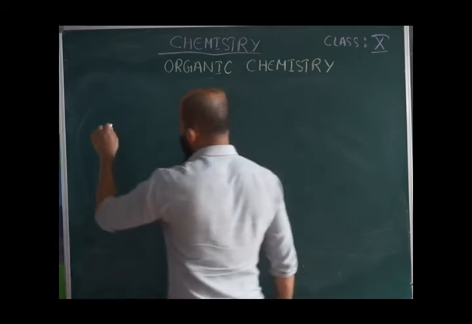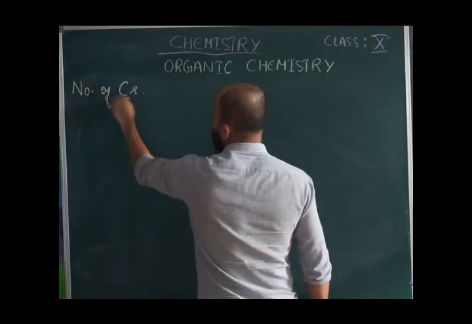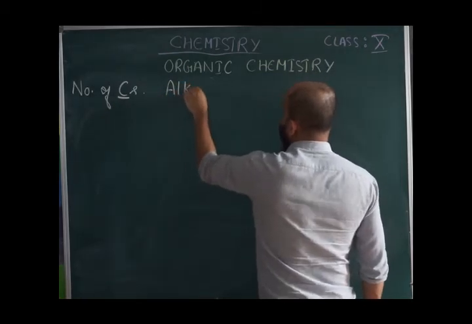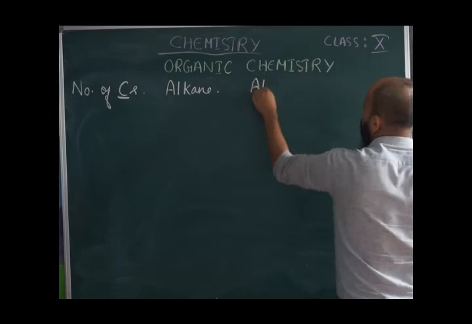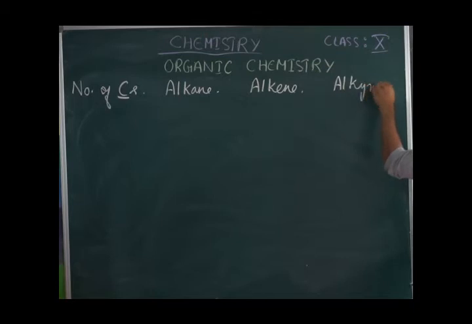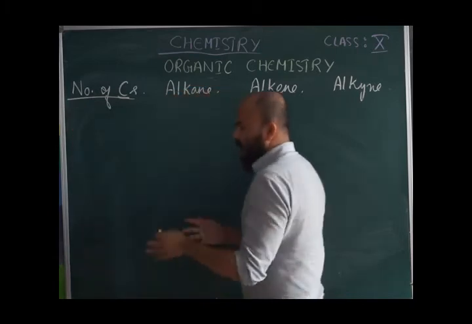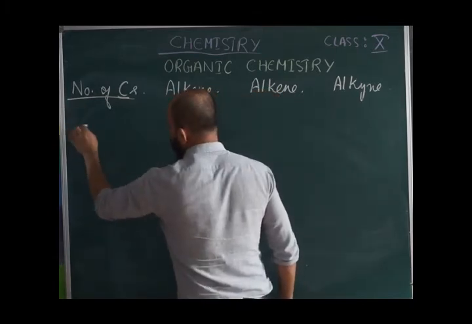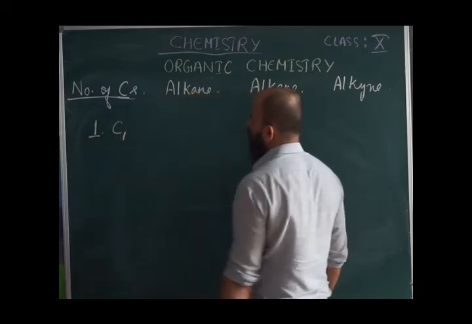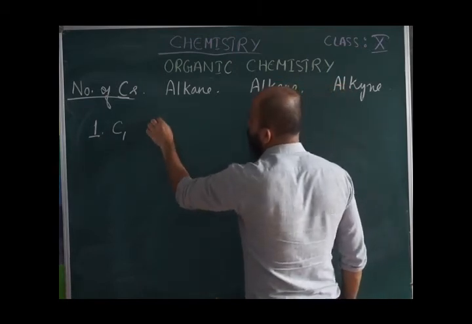Now let's discuss the number of carbon atoms. Okay, number of carbons. Now for this compound to be alkane, what should be the name? If it is alkene, what is its name? And if it is alkyne, what should be its name? So with one carbon, number of carbon atoms means in the hydrocarbon compound, if the number of carbon atoms is 1, that means only C1 is present, then the name starts with meth.